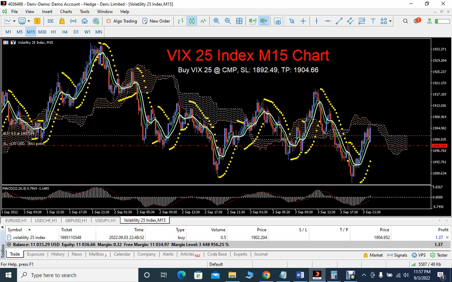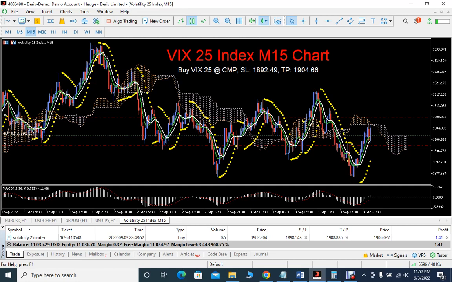I need to take this stop loss back here, and add the take profit. So I use a 2.5 to 1 risk to reward ratio, or a 2 to 1 risk to reward ratio.